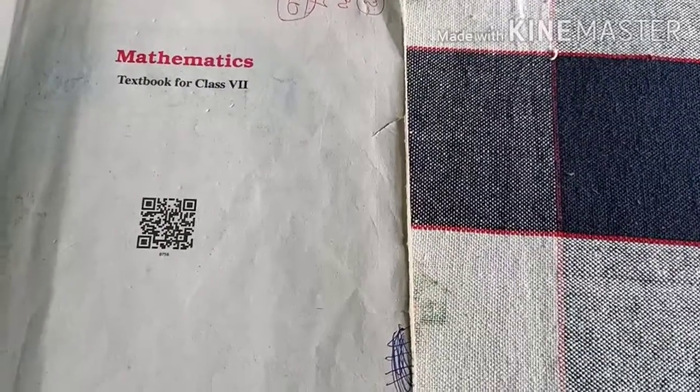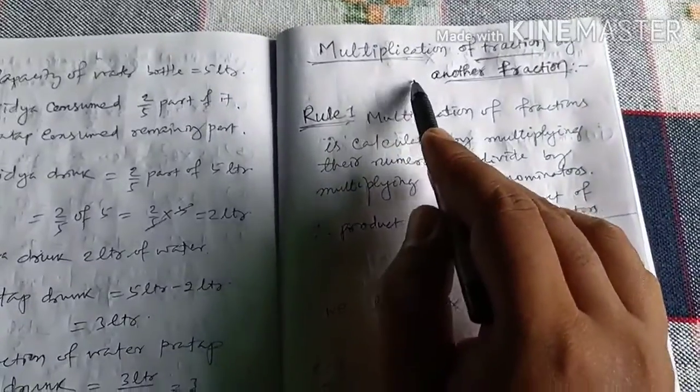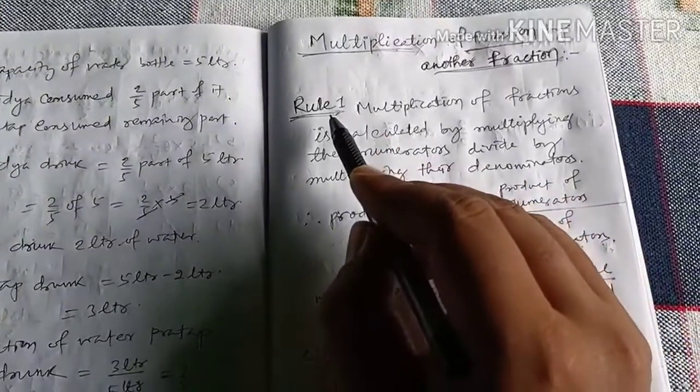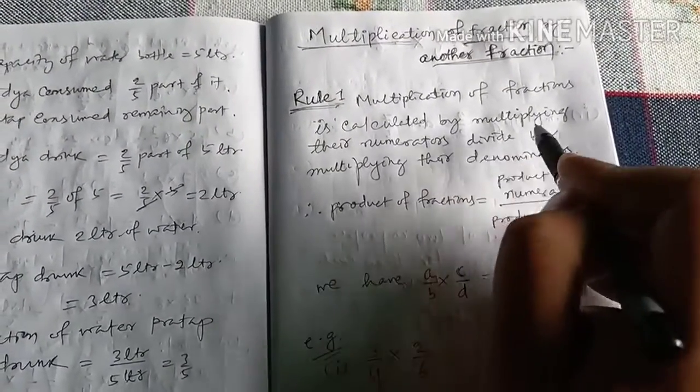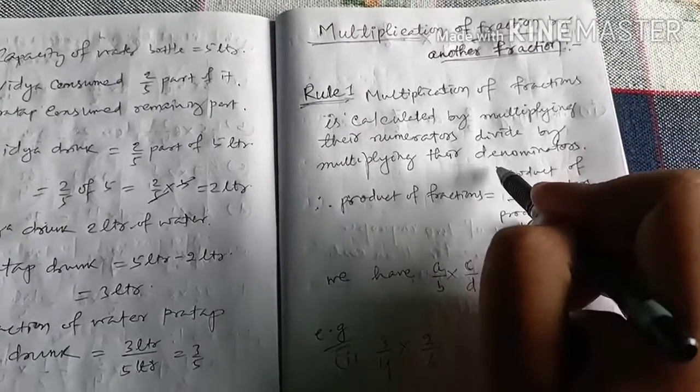Let's start. Students, here the title is multiplication of a fraction by another fraction. So, how can we multiply it? Here is a rule. Multiplication of fractions is calculated by multiplying their numerators divided by multiplying their denominators.